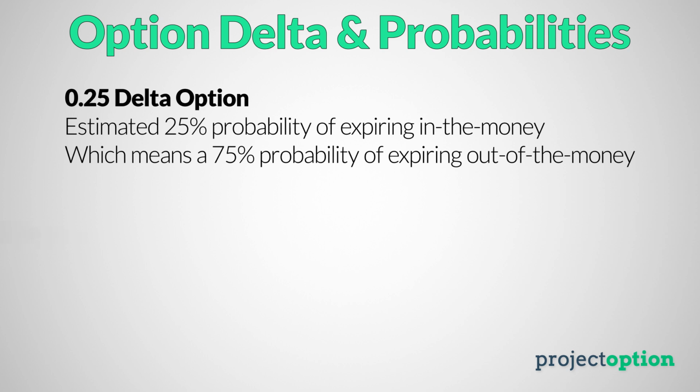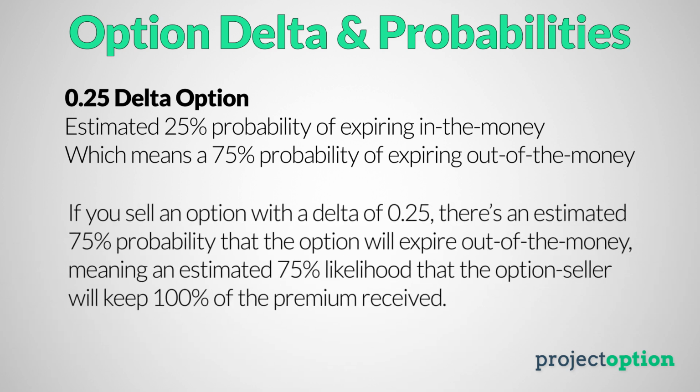By selling a 25 delta call option, you are selling a call option that has an estimated 25% probability of expiring in the money at expiration, which means it has an estimated 75% probability of expiring out of the money at expiration, since the delta of 25 is the estimated probability of the option expiring in the money.